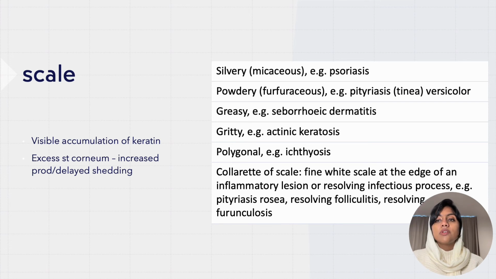Either it can be because of increased production, as you see in case of psoriasis, or it can be because of delayed shedding. The scale is really important because the characteristic of the scale defines what clinical condition it can be. It can be silvery in case of psoriasis, furfuraceous in case of pityriasis versicolor. If it is a greasy scale, it's more of seborrheic dermatitis. If it's gritty, it's actinic keratosis. Gritty means you have to feel those scales, and if it's polygonal, it's more of an ichthyosis, okay?